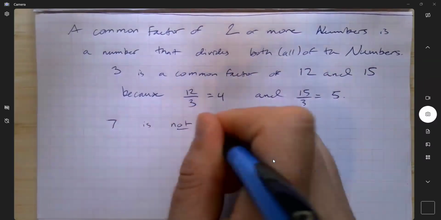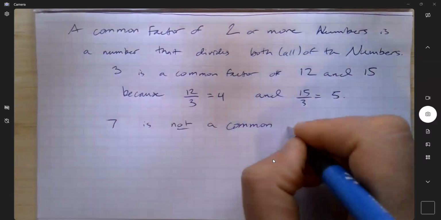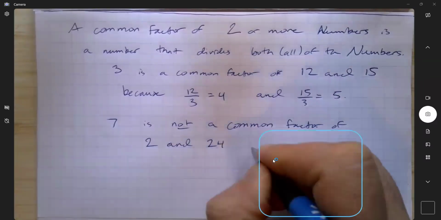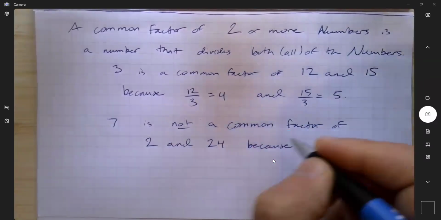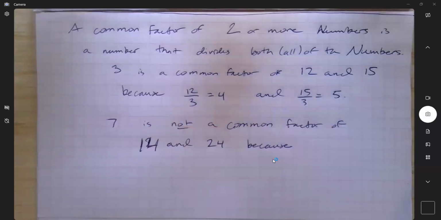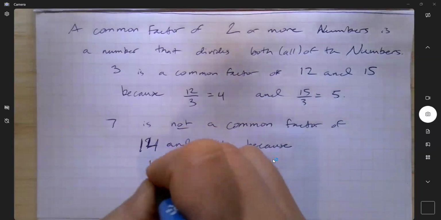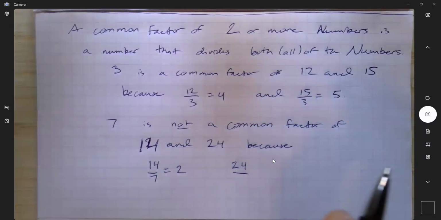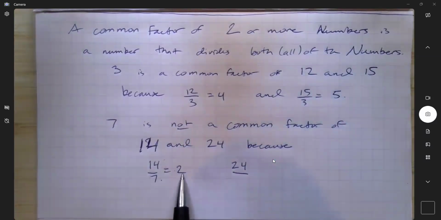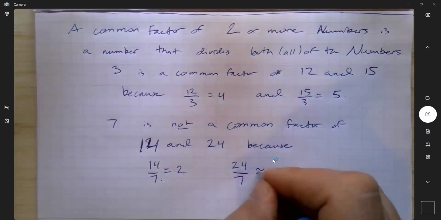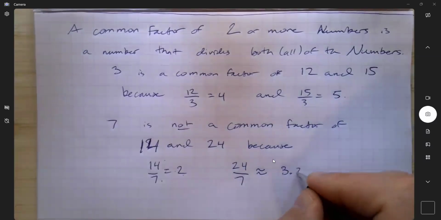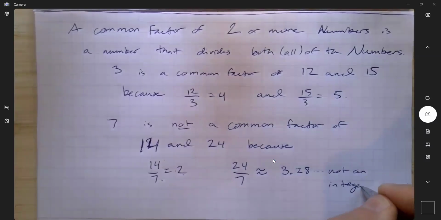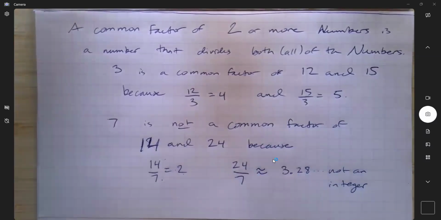7 is not a common factor of 14 and 24, because although 14 can be divided by 7 and equals 2, 24 divided by 7 is about 3.28 or so, which is not an integer. So 7 is not a common factor of 14 and 24.